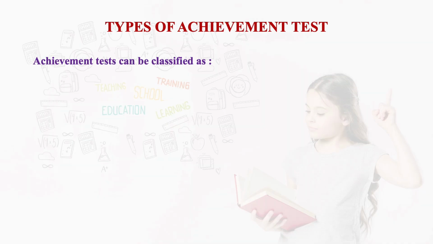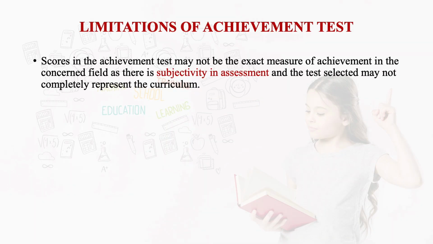And further, the other types of achievement tests are teacher-made achievement tests and standardized achievement tests. I have already discussed in my earlier video lesson what a teacher-made achievement test is and what a standardized achievement test is. So far as the types of achievement test are concerned, they are of two types, teacher-made and standardized. Further, to go forward, these are certain limitations of the achievement test.